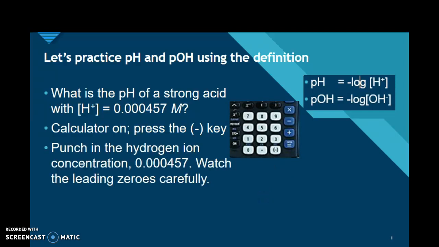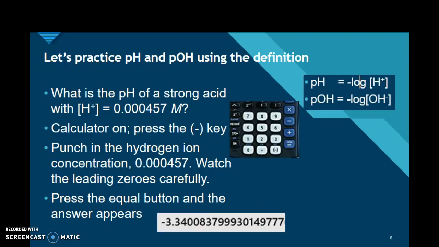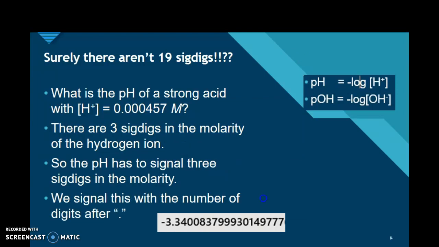You punch in the hydrogen ion concentration. You don't need that 0 in front of the decimal point, so you type 0.000457. Watch those leading zeros carefully so you have the right number after the decimal point. Then you press the equal button and you get an answer, and that's the answer I got on my calculator. Well, surely there aren't 19 sig digs in this pH.